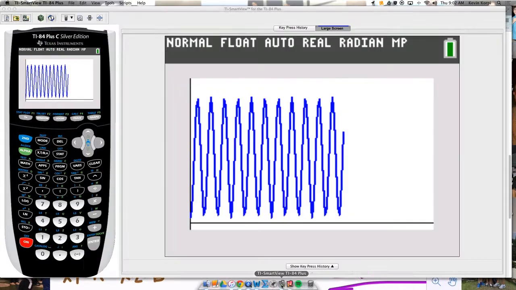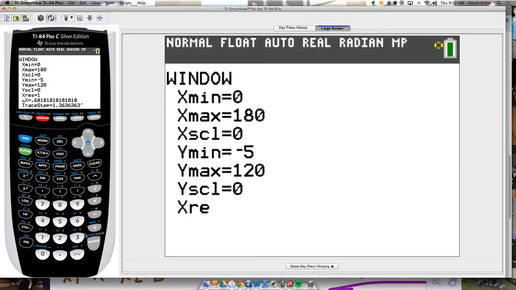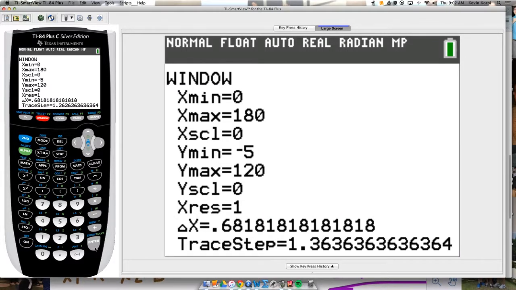I'm going to adjust my scale, because right here the scale is pretty compressed. Instead of from 0 to 180, since we know there's 18 cycles, let's graph it from 0 to, what was the period? You all remember? It was 10, right? So 180 divided by 10 would be 18. That's another way you can figure out the number of cycles. Let's just graph one cycle here, so from 0 to 10, and then from -5 to 20.